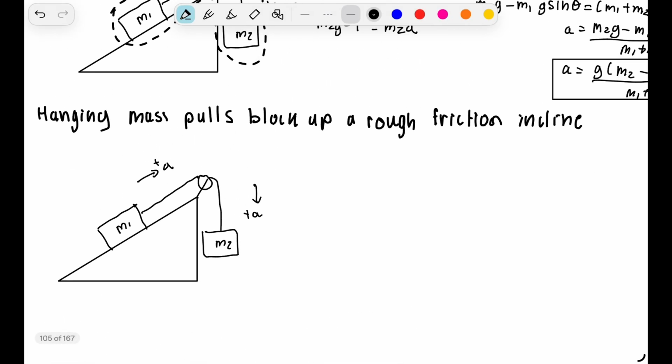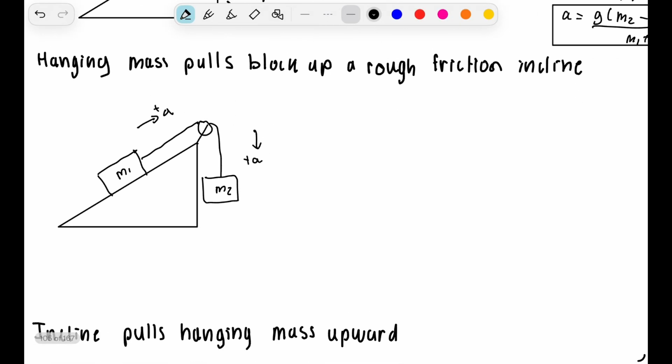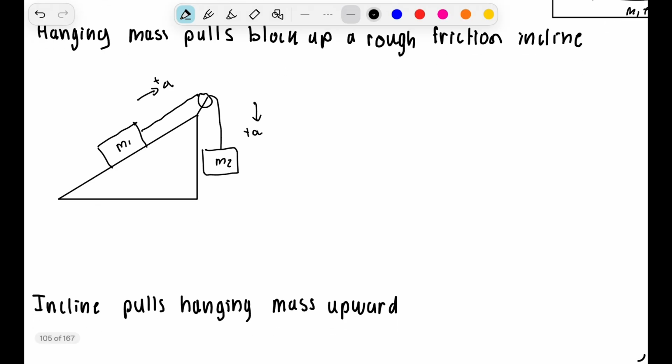So what if you have a hanging mass that pulls the block up the rough incline? So M1 is on this rough incline, and you actually have friction this time. So for M1, M1g sine theta minus Fk, because you have Fk acting in this direction, it's going to point the opposite way, is equal to M1a. And then for M2, you have M2g minus tension is M2a.